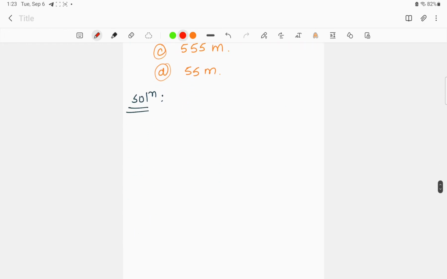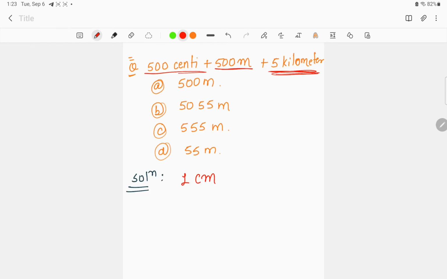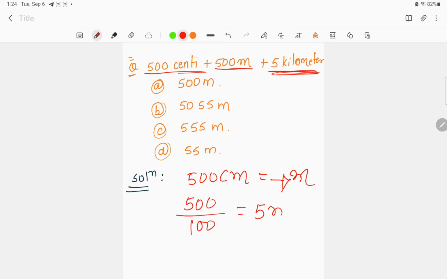So 500 centimeter, we are converting it into meter. For that, we will do 500 divided by 100, as we have gone 2 steps downward, so we divide by 100. So this will be 5 meter. So 500 centimeter into meter is equal to 5 meters. This is the first step.